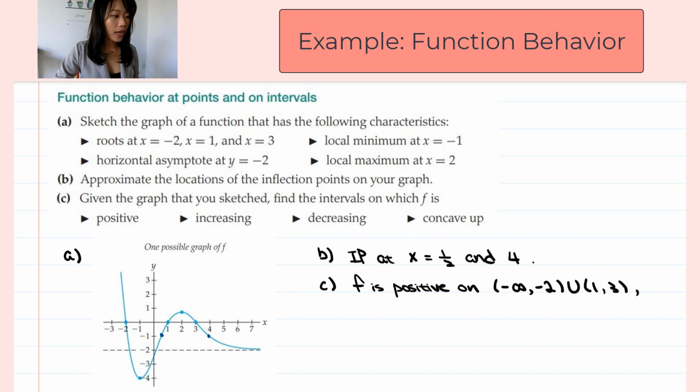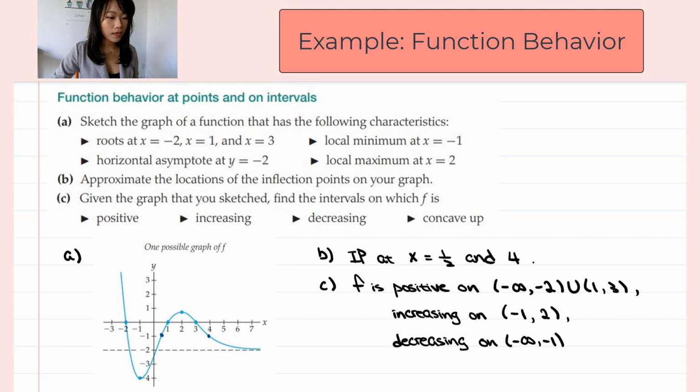Then the function is increasing from the local minimum to the local maximum. Using interval notation, the function is increasing on -1 to 2. And the next one, the function is decreasing on all the other intervals, which is from negative infinity to -1, union from the local maximum 2 to positive infinity.